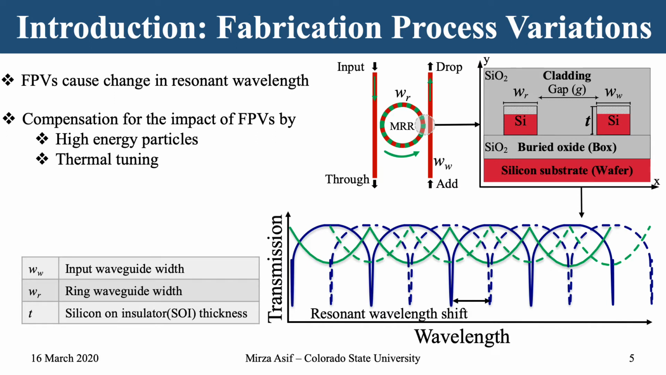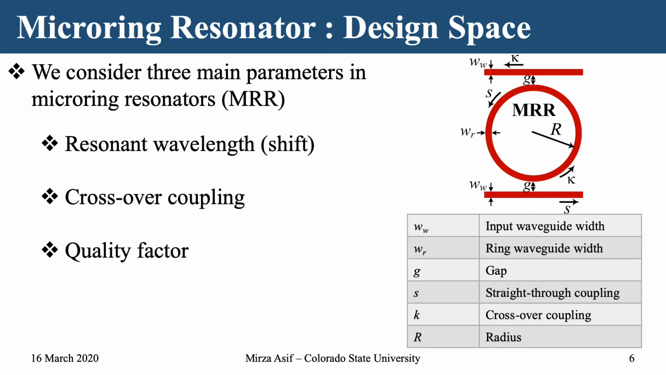In order to compensate these fabrication process variations, high energy particles are used. Also, thermal tuning is used to change the dimensions of the input and the ring waveguide width so that these variations are compensated. To speak more about microring resonators, we look into three main parameters to improve our design space exploration. The three main parameters we look into are the resonant wavelength and its shift, crossover coupling, as well as Q factor or quality factor.